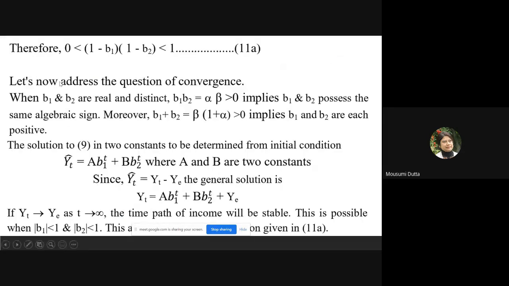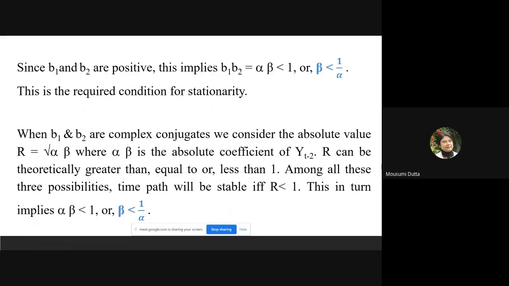I started with B1 and B2 being real and distinct. However, I didn't mention anything about the context when the roots will be complex conjugates. So please look at the rule. When B1 and B2 are complex conjugates, we consider the absolute value R, which is equal to root over alpha beta, where alpha beta is the absolute coefficient of yt minus 2. That is the highest order of the difference equation.